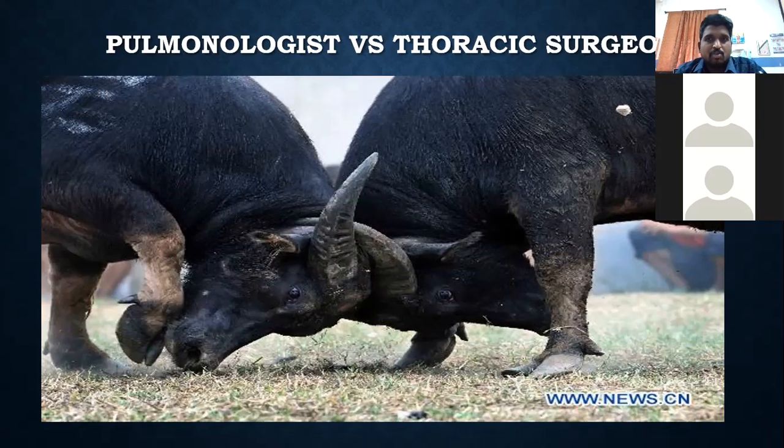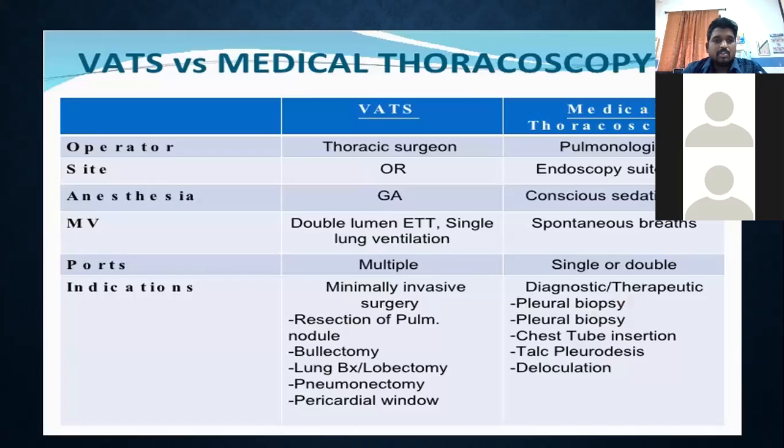So basically they should concentrate on mediastinoscopy and taking the biopsy instead of all this EBUS. I hear that EBUS is being commonly performed by thoracic surgeons also in Western countries, but I think that is an area for pulmonologists, and they should not interfere in that. So this is the basic difference between VATS, that is video assisted thoracoscopic surgery, versus medical thoracoscopy.